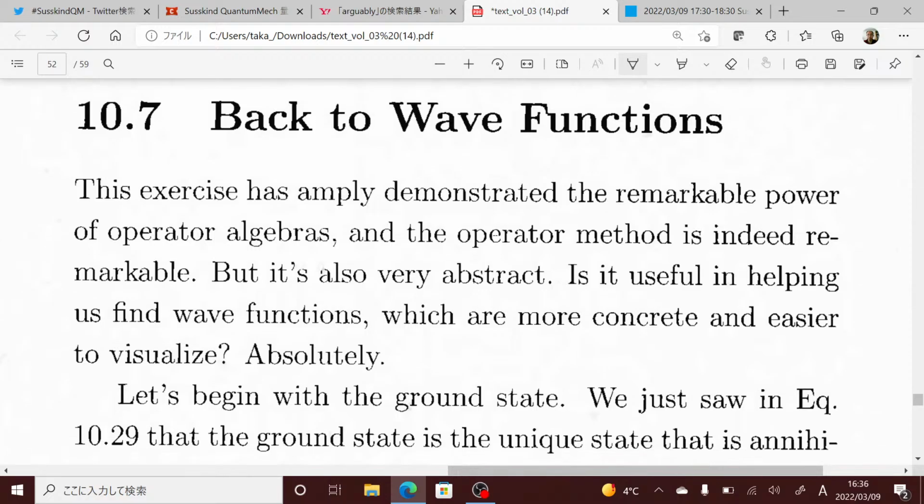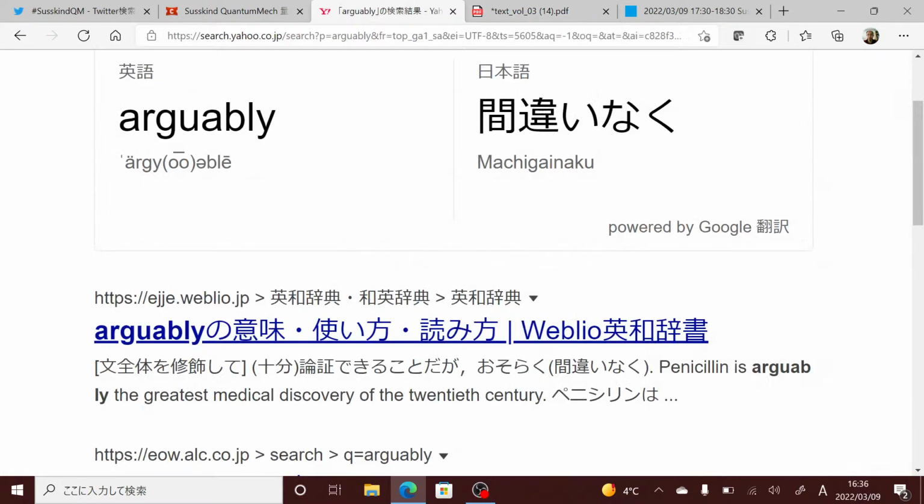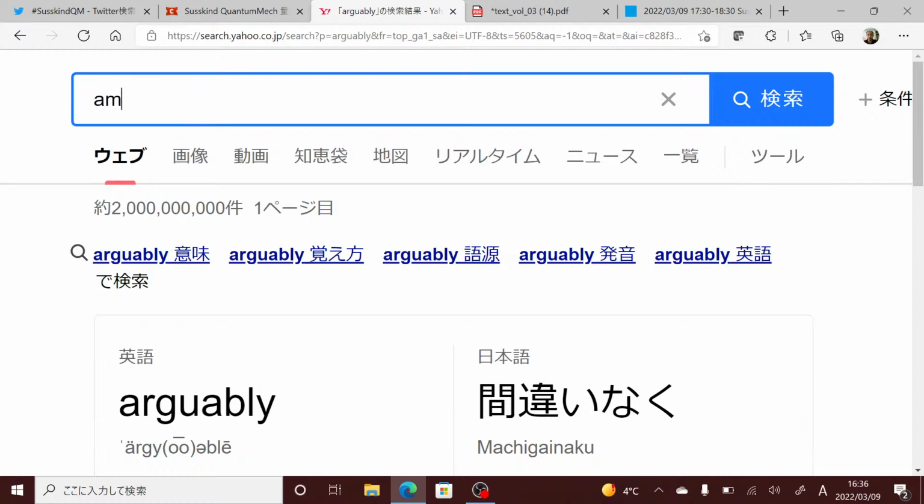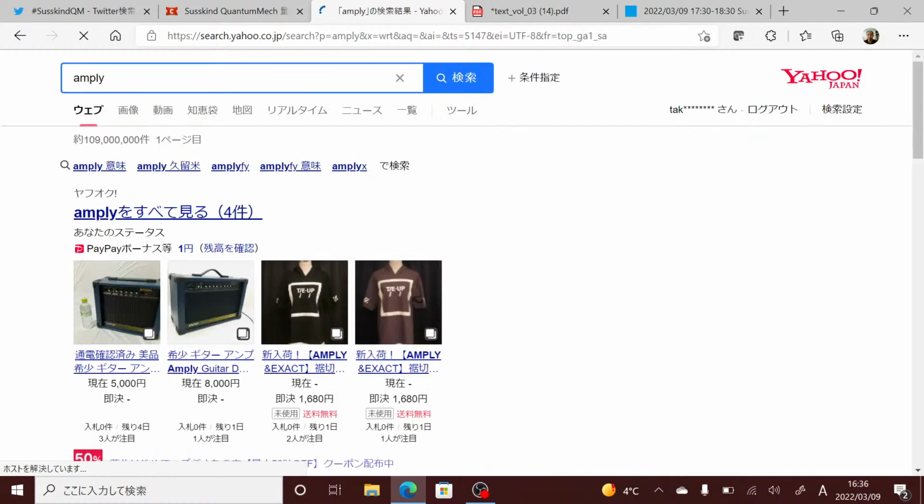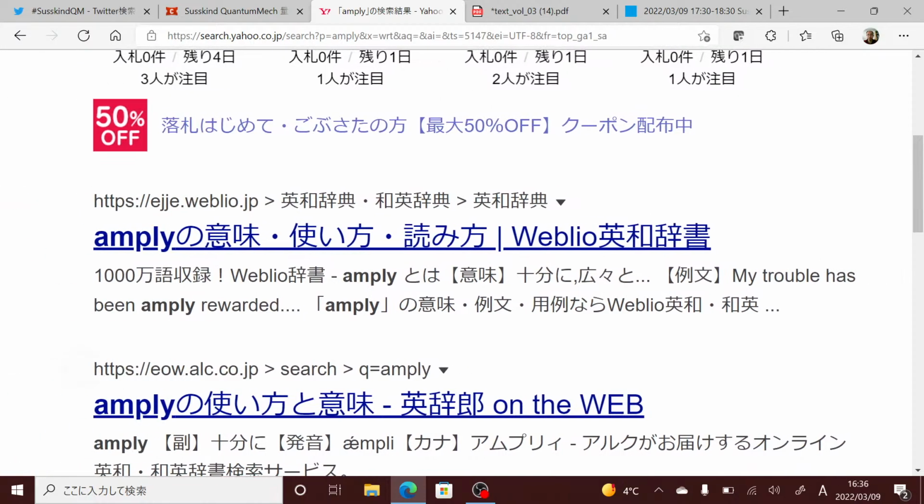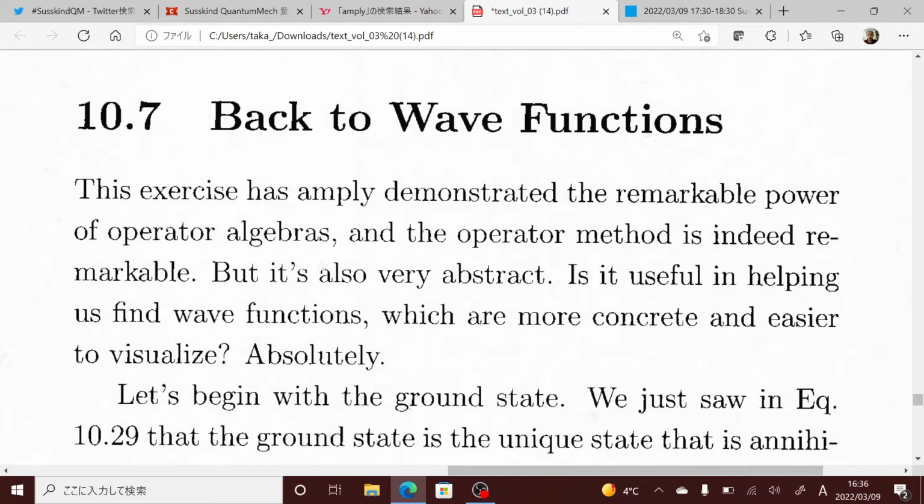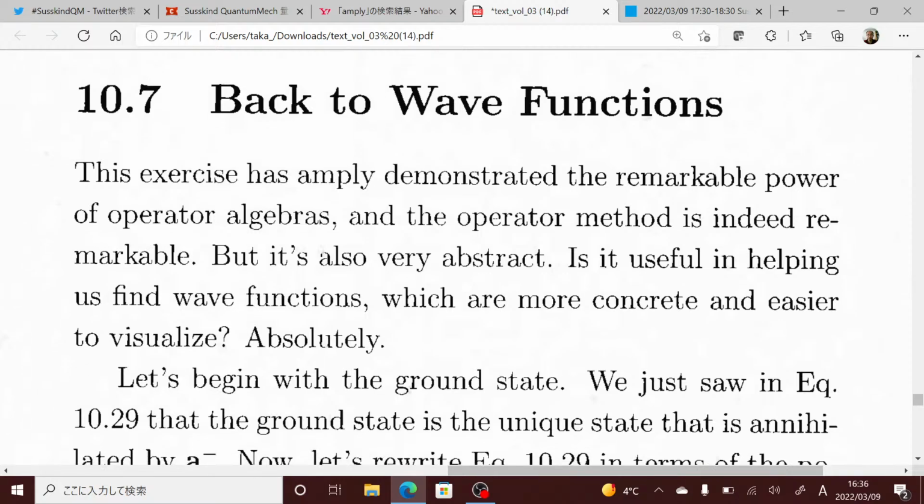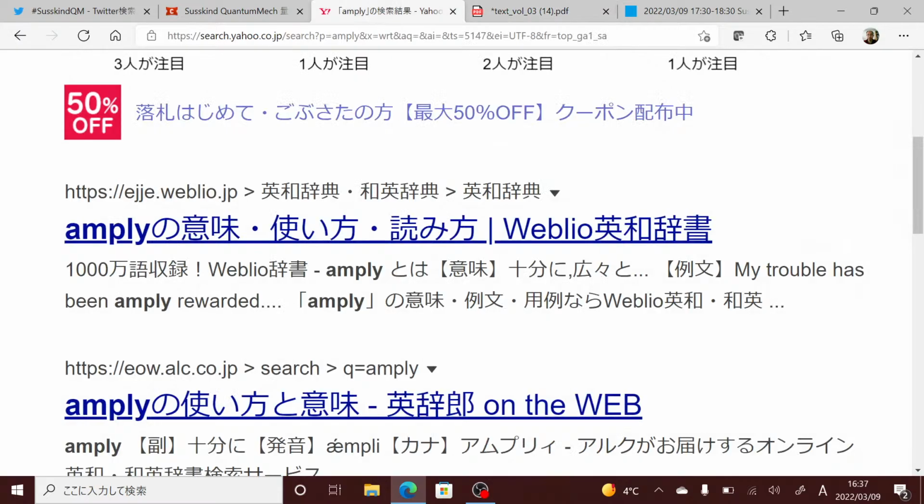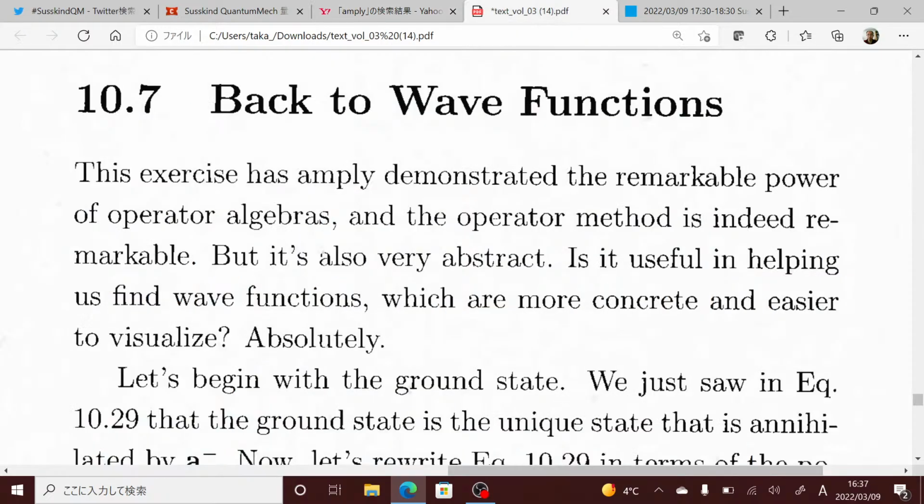Back to wave functions. This exercise has amply demonstrated the remarkable power of operator algebras. Amply, sufficiently. This exercise has amply demonstrated the remarkable power of operator algebras.